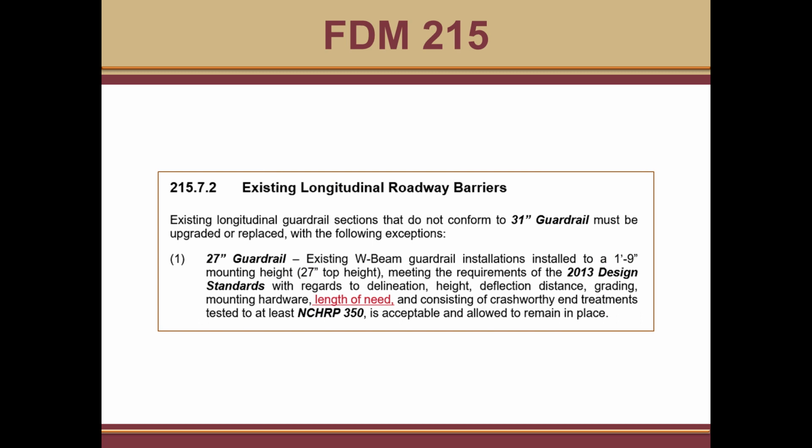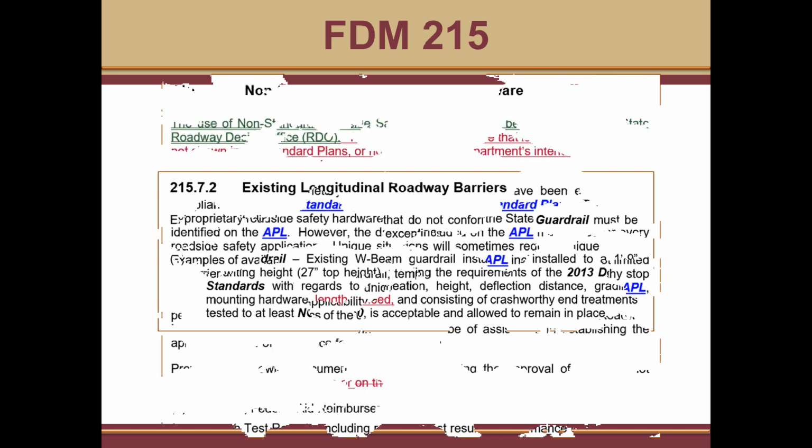Existing installations of guardrail are allowed to remain in place as long as they meet the requirements of the 2013 design standards, which was the last version of the guardrail standards before adopting the MASH compliant 31-inch guardrail standards. This policy remains unchanged since 2014. However, we did want to clarify that this also includes the length of need as previously determined prior to the 2017-18 design standards Index 400.